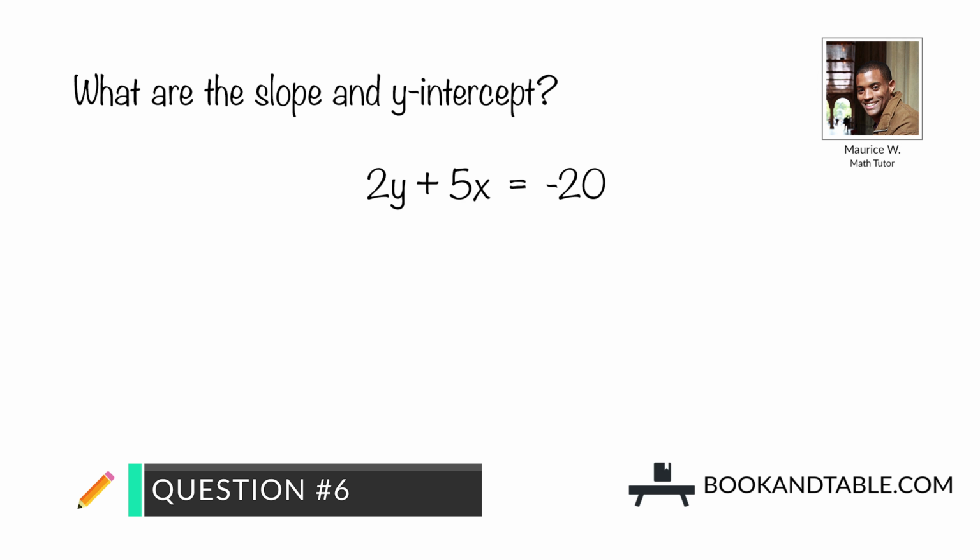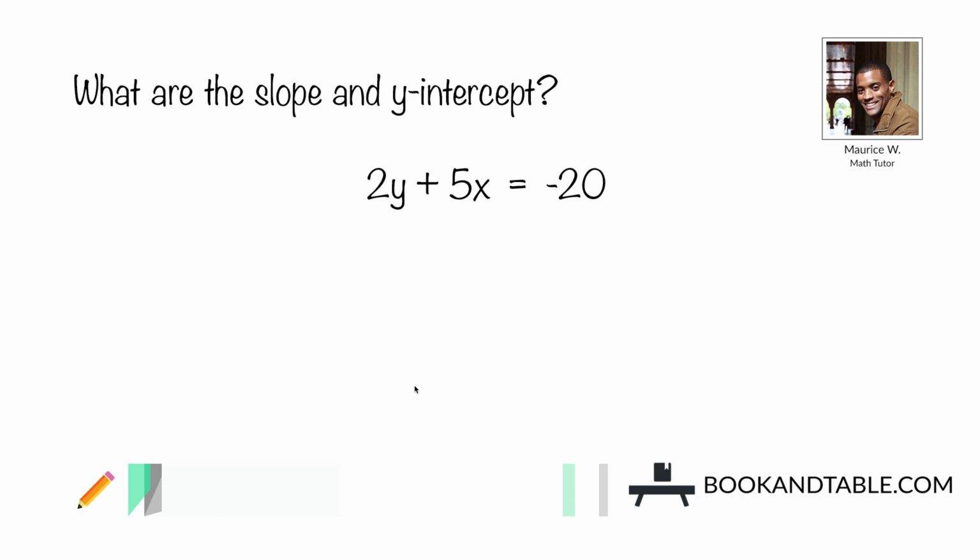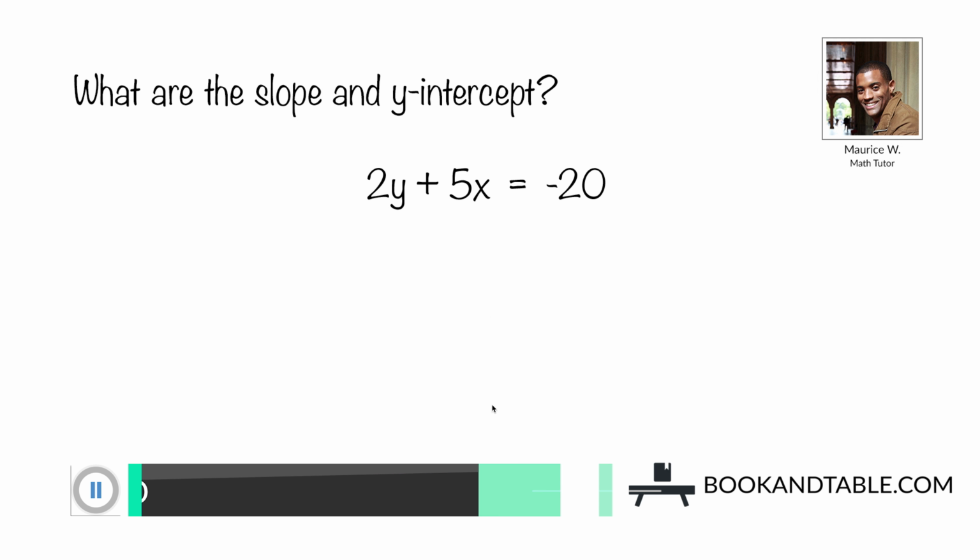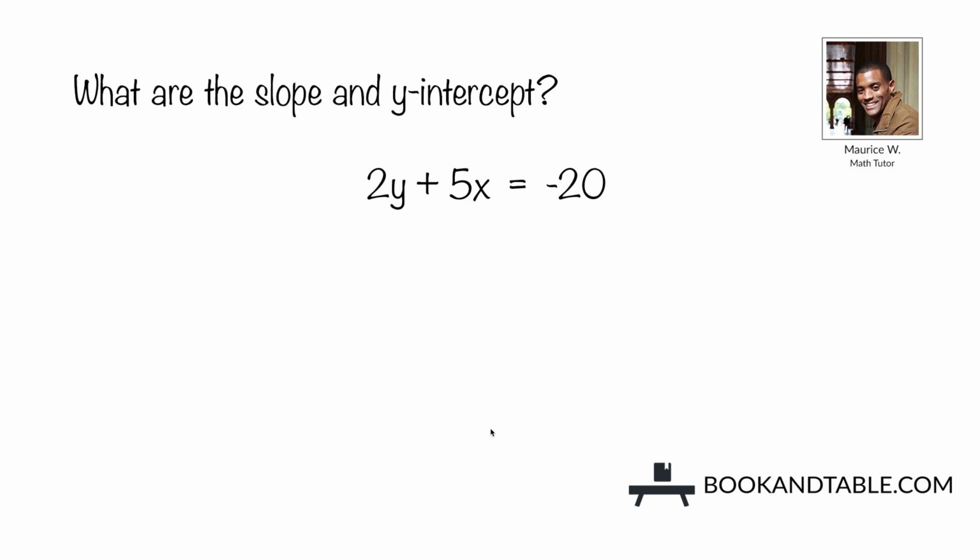Question number 6. What are the slope and y-intercept? We have the line 2y plus 5x is equal to negative 20. Pause the video, answer this question, and then press play when you are ready to begin.